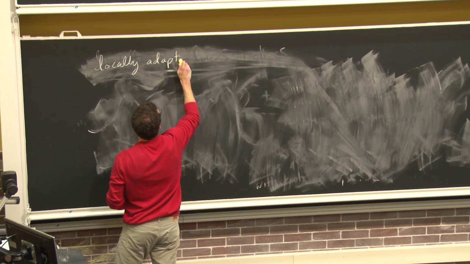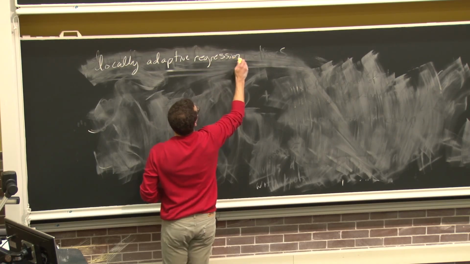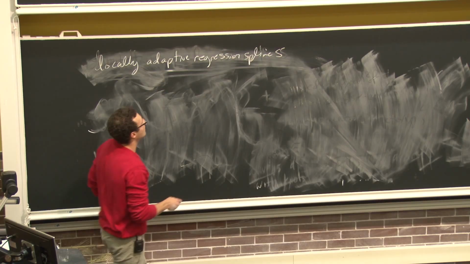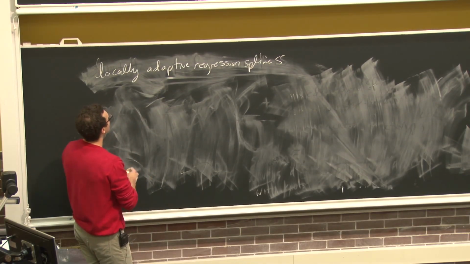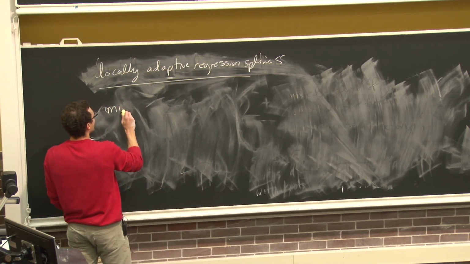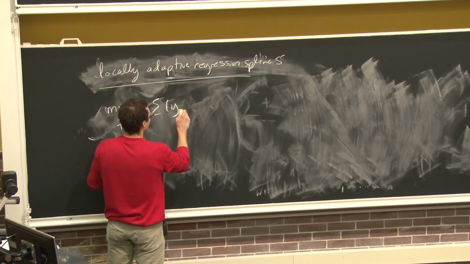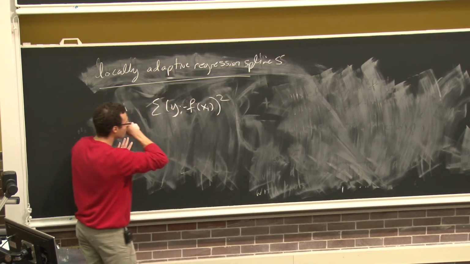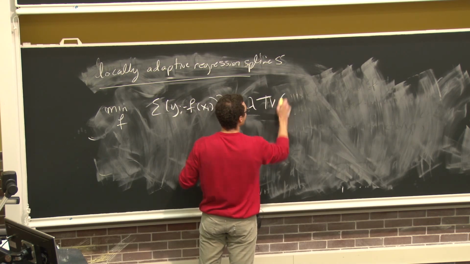Locally adaptive regression splines. So this was 1998, maybe, around the same time as the wavelets. Like smoothing splines, they're defined by a variational infinite dimensional minimization problem. But they just use a different notion of complexity. And you could probably guess what it's going to be.